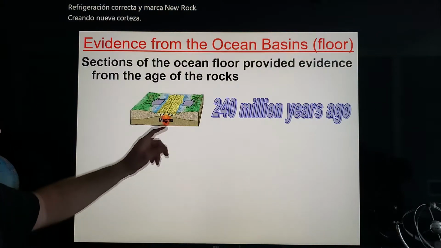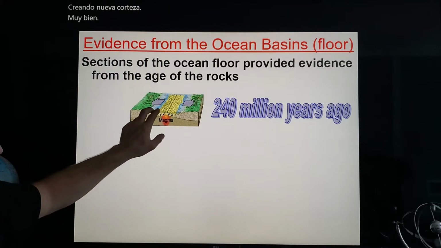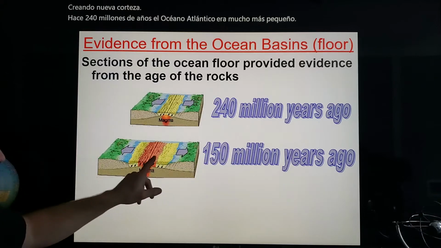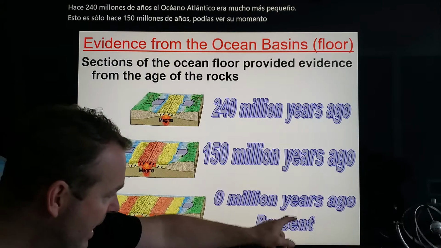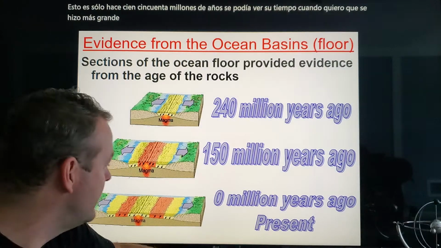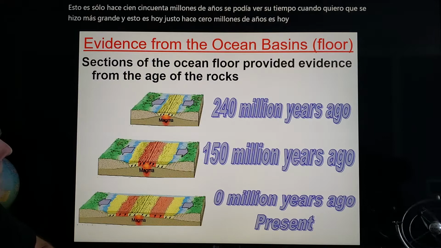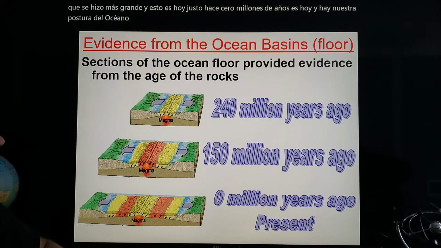All right. This is 240 million years ago. The Atlantic Ocean was much smaller. This is only 150 million years ago. You can see as time went on, it got bigger. And this is today, right? 0 million years ago is today. And there is our expanse of Atlantic Ocean right there. All right. The colors are going to talk about the age of the rock, and we'll get into that next.